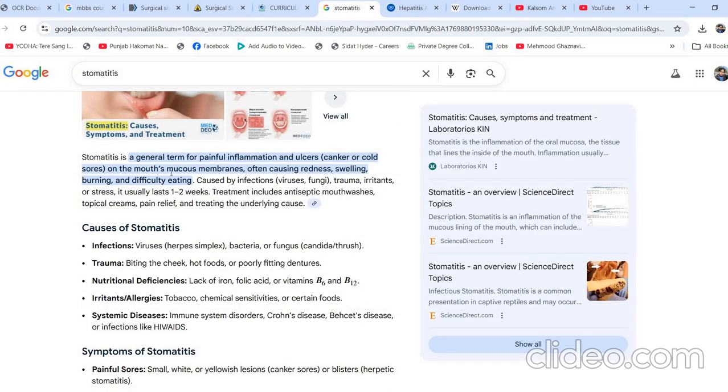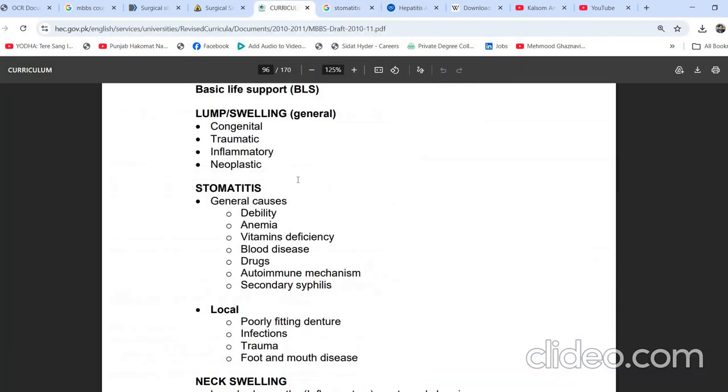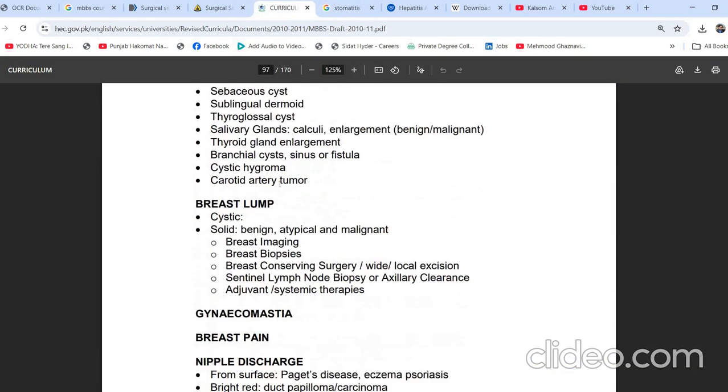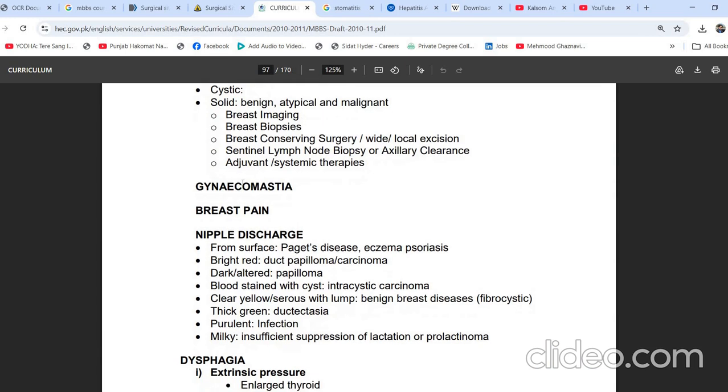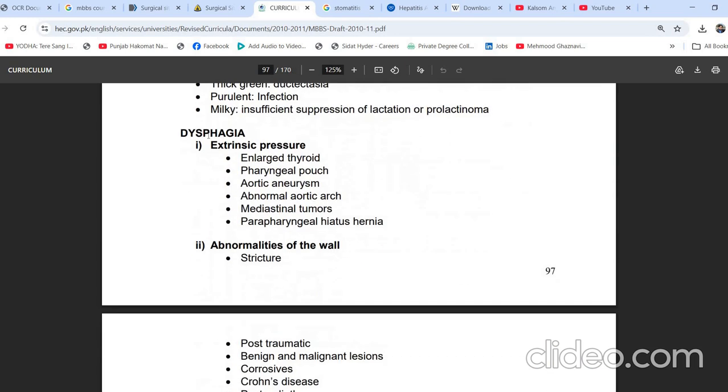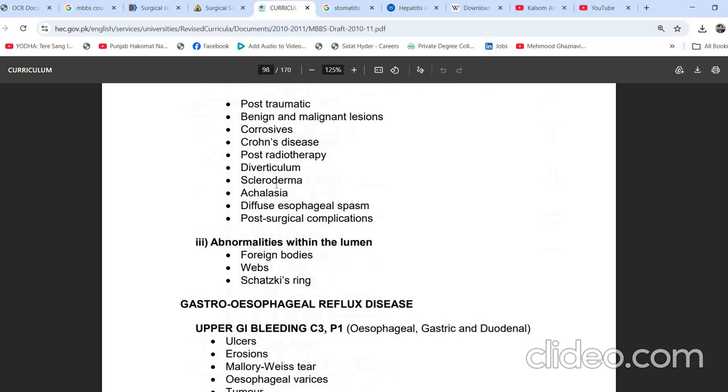Mouth membranes often show redness, swelling, burning, and difficulty eating, caused by infections, trauma, or sticky food. Stomatitis, local neck swelling, breast lump, breast pain, nipple discharge, dysphagia.